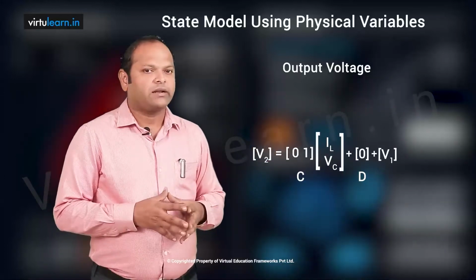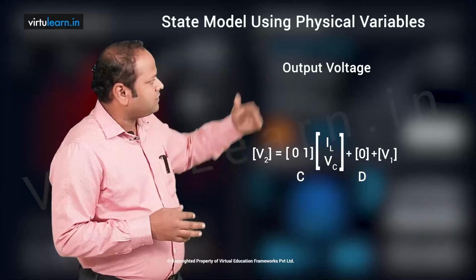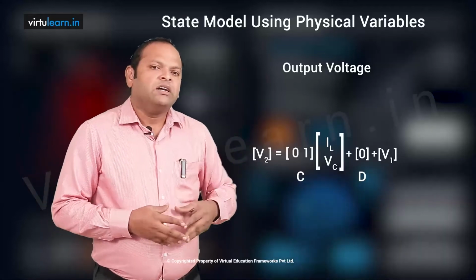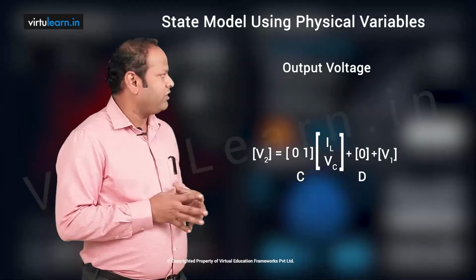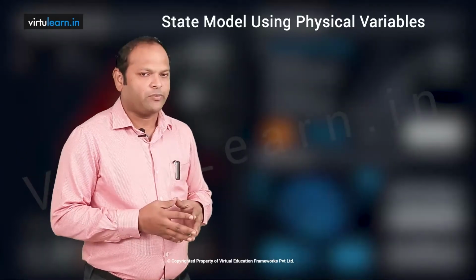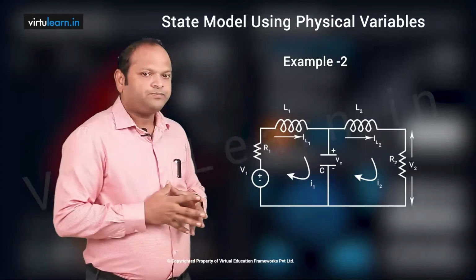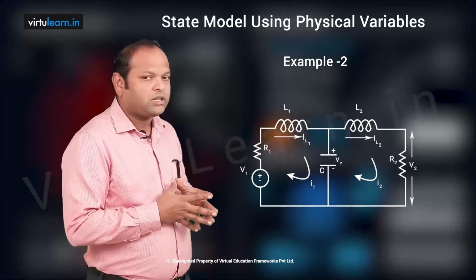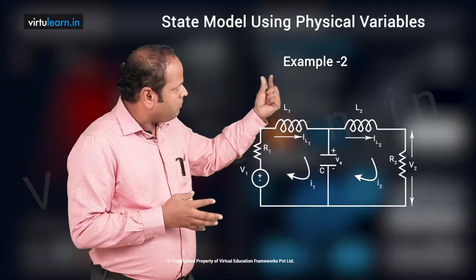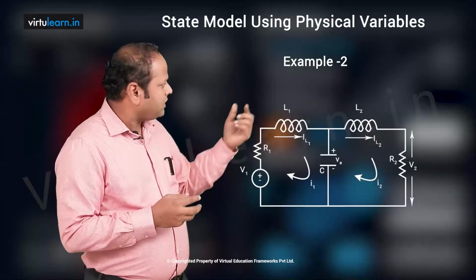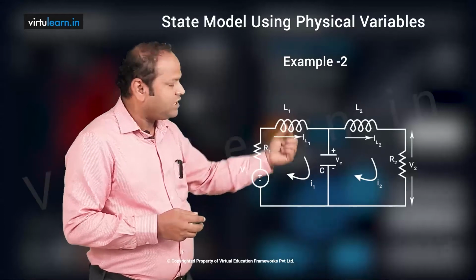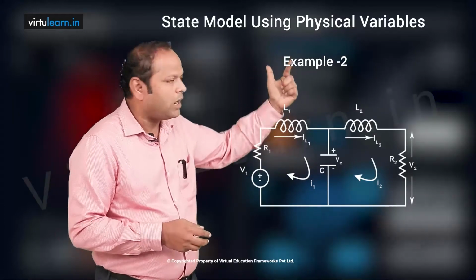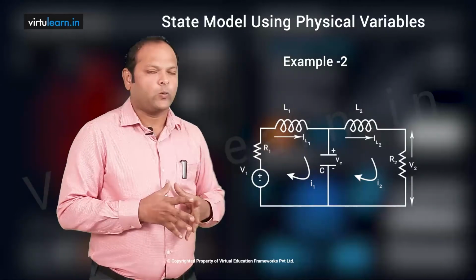So this way we can get the state model for the given electrical system. Similarly, we will see one more circuit and see how we can develop the state model using physical variables. Look at this circuit. In this circuit there are many elements: a voltage source, R1, L1, a shunt element C, and R2 and L2.